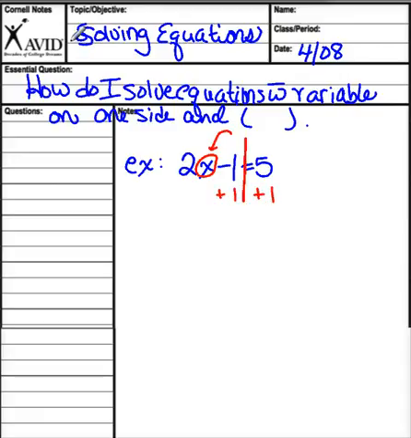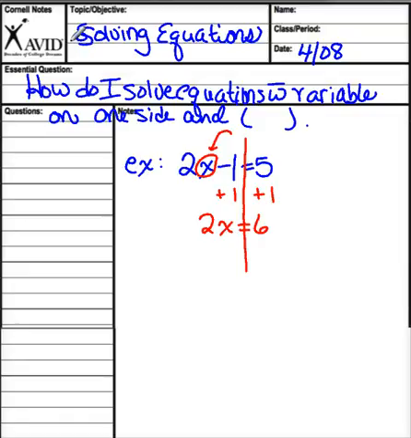And sometimes in middle school they'll have you put this down, kind of like a balancing scale, that you have to do the same thing to the left as you do to the right. And I think that's a good idea to put that on there. It helps you from doing it to the same side twice. So if I add 1 on the left, I'm down to 2x, and if I add 1 on the right, I'm at 6.